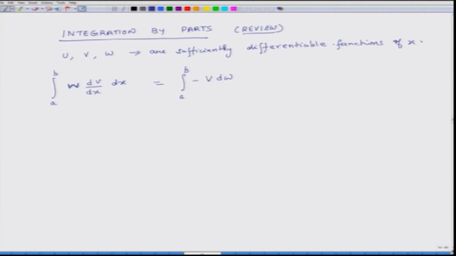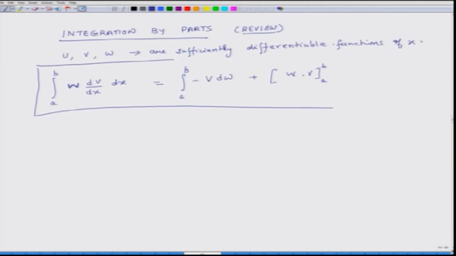So, this is v times dw plus w times v in the limits a to b. Here w's and v's are functions, they are not constants. Strictly speaking, I should have written it like this, but for purposes of brevity I am not writing it. This is the final answer. How we get it? We will review it. Proof.